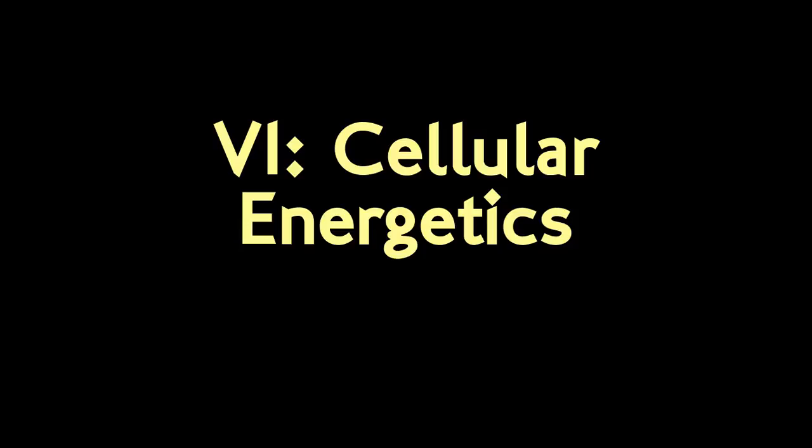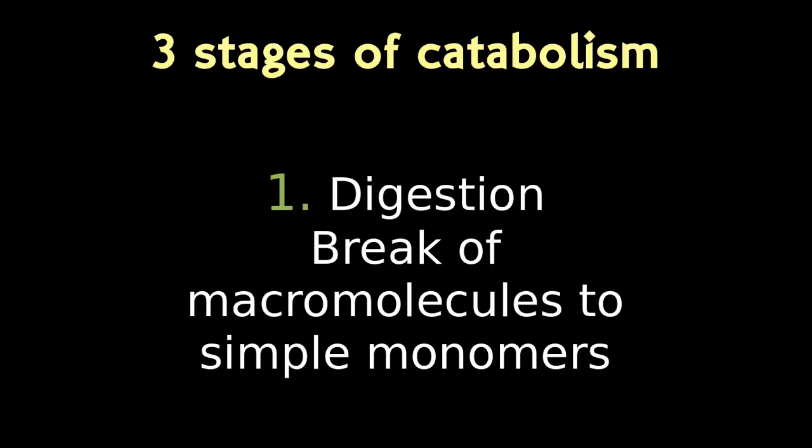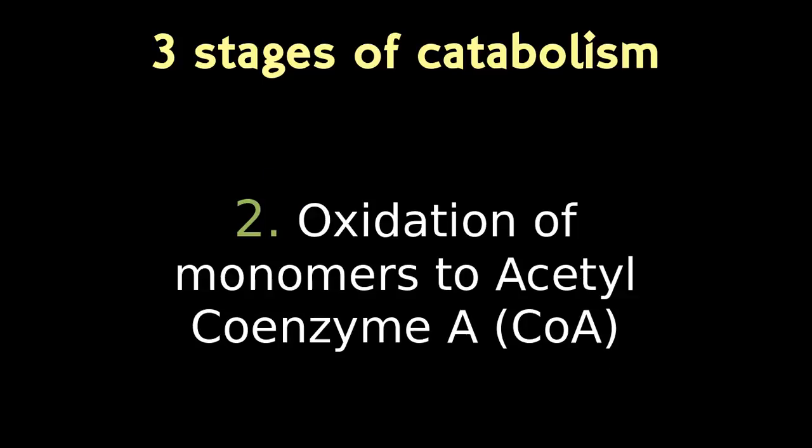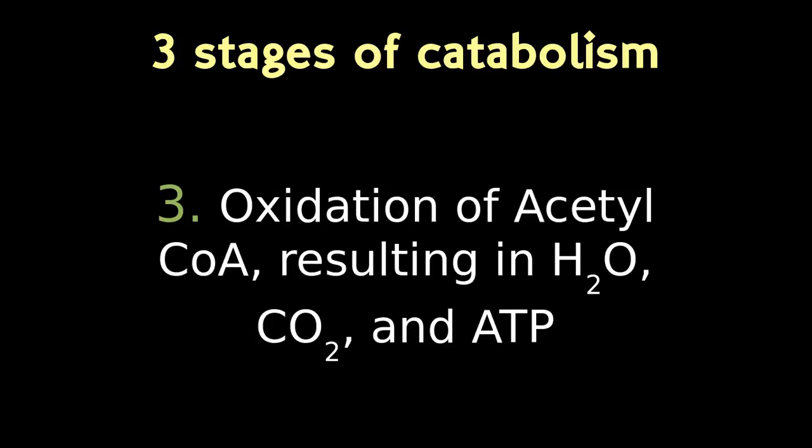We're going through cellular energetics. We can break this down into catabolism to three groups: digestion, breaking down macromolecules into simpler monomers, oxidation of those monomers to acetyl CoA, which is like a hub of all your metabolism. And then we take that acetyl CoA and we oxidize it and get out water, CO2, and ATP.